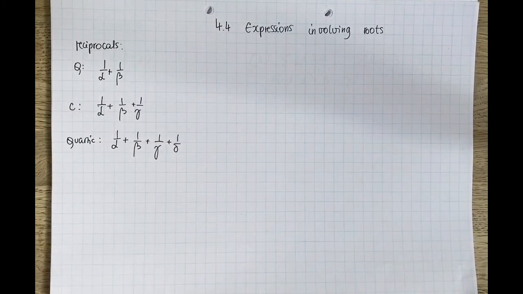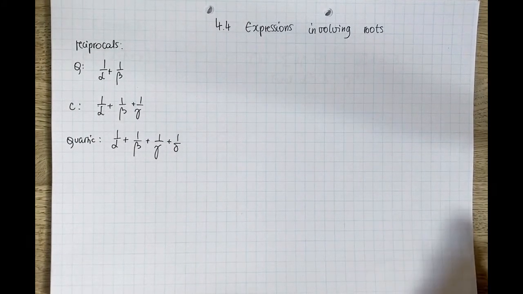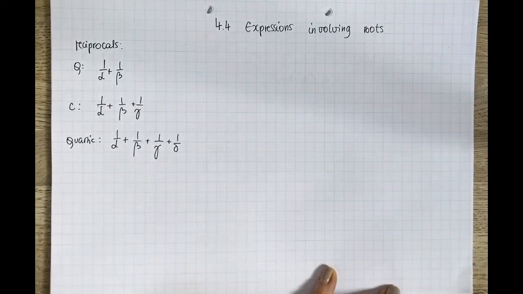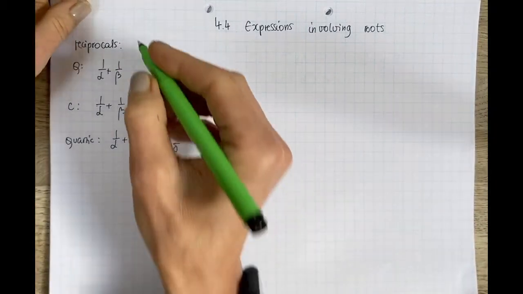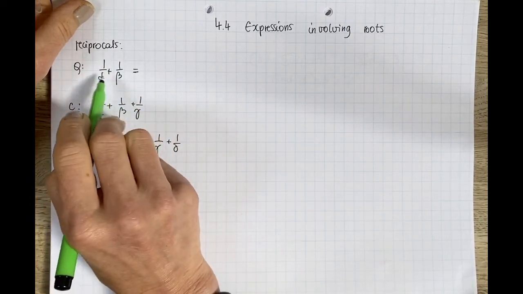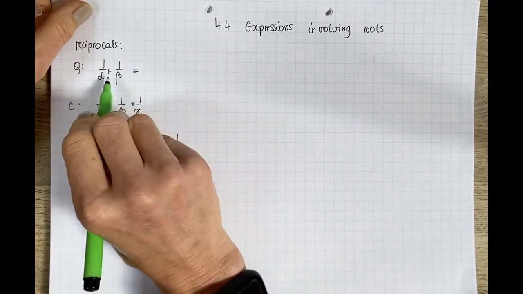Section 4.4, expressions involving roots. Very often in the exam questions they could ask you to, without solving and finding the values of each individual root, evaluate the following expressions. So it's really just being able to combine the two reciprocals together into one fraction.